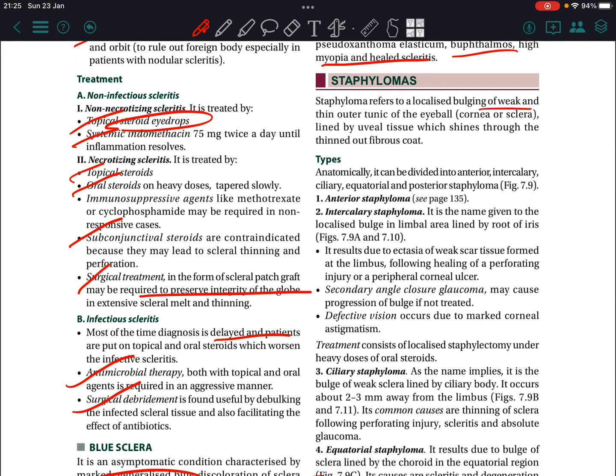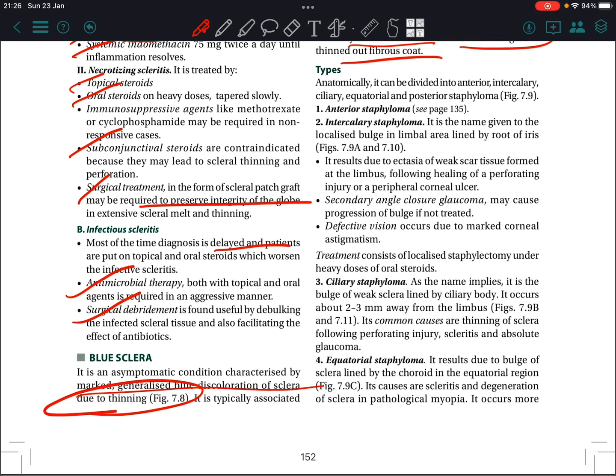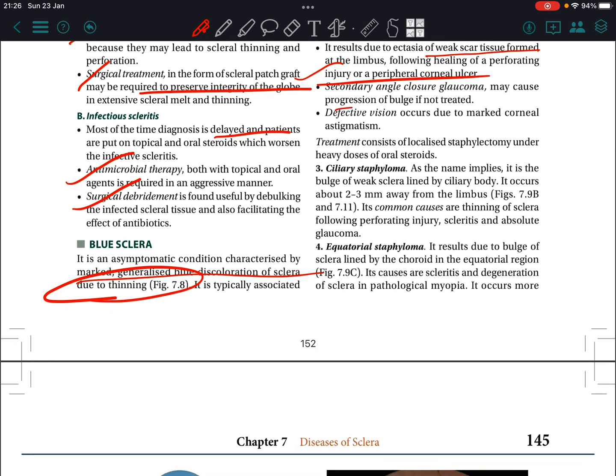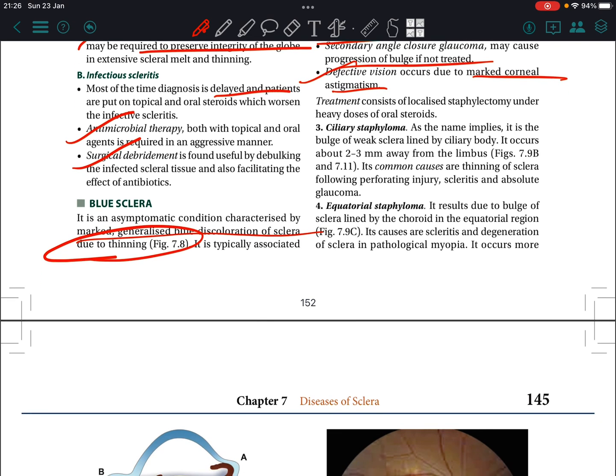Staphyloma refers to localized bulging of the weak, thinned outer coat of the eyeball, lined by uveal tissue which shines through the thinned-out fibrous coat. Types: anterior staphyloma, intercalary staphyloma. Anterior staphyloma is the name given to a localized bulge in the limbal area. It results from ectasia of weak scar tissue formed at the limbus following healing of a perforated injury or peripheral corneal ulcer. Secondary angle glaucoma may cause progression of the bulge if not treated. Defective vision occurs due to marked corneal astigmatism. Treatment: localized staphylectomy under heavy dose of oral steroids.